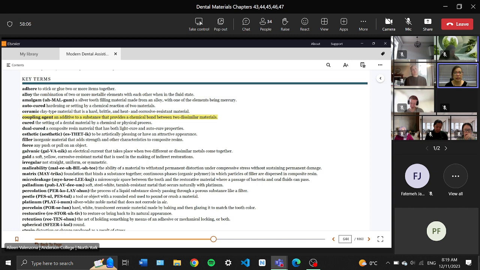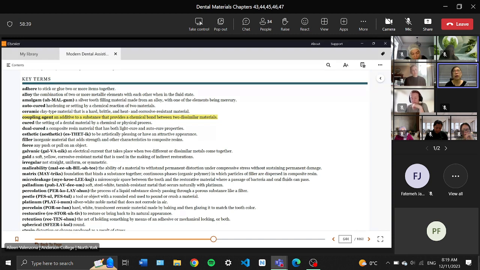Aesthetic. Aesthetic, to be artistically pleasing or have an attractive appearance. We have to use the word aesthetic to make it beautiful, to make it pleasing to the eyes. So most of the time, the front teeth, the anterior teeth, we do more of aesthetic. Aesthetic meaning we want them to be beautiful. So why do we need the word aesthetic? Okay, there are two things that we do when we are doing the filling, either aesthetic or function.